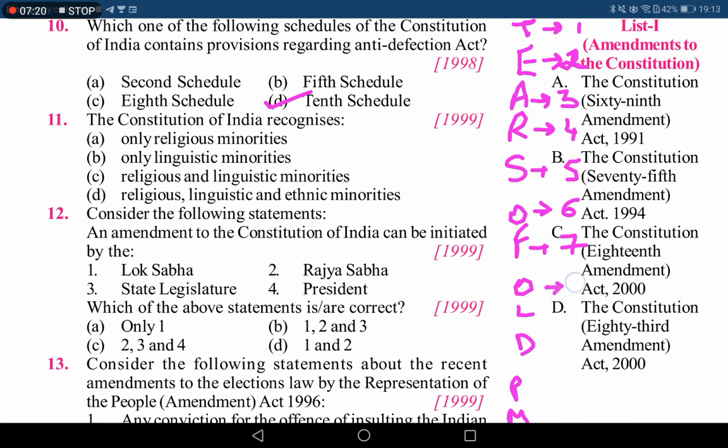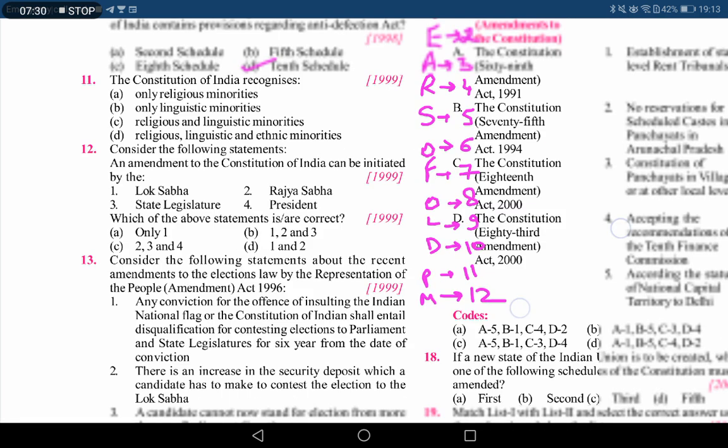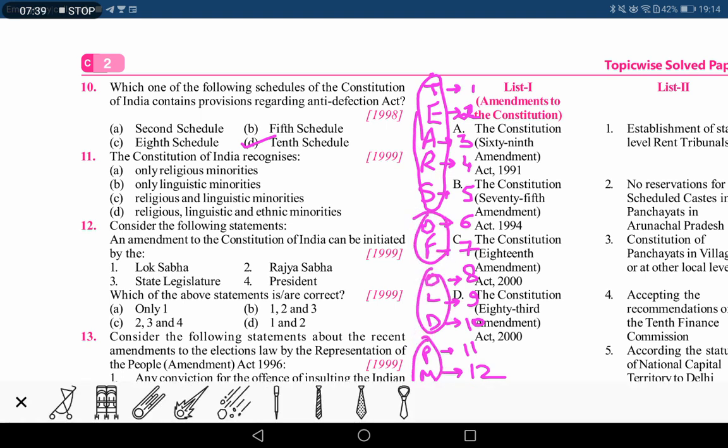Then we have the official languages. Then we have the land reforms. Then we have the anti-defection. Then we have the parliaments. The Panchayati Raj institutions, and then finally the municipalities. Okay, so these are the 12 schedules. You can learn it in the form of tiers of old PM. Okay, this is the way you can learn it.